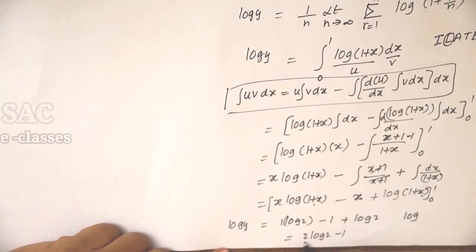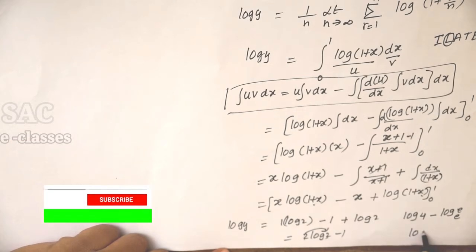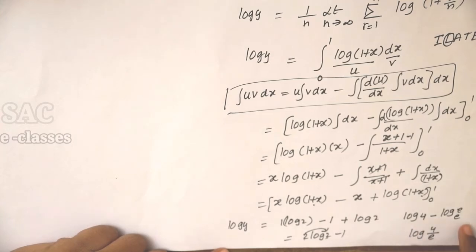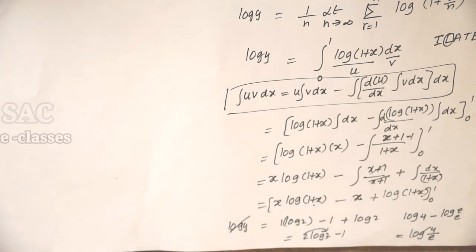Let's convert 2 log 2 minus 1. You can write 2 log 2 as log 2 square, because m log a can be written as log a power m. So 2 square means 4, minus 1 means you can write it as log e to the base e. So log of 4 by e, as we know that log a minus log b is log a by b. So I got log 4 by e. Already log y is there, but I want the y value. Log and log cancel. Answer is 4 by e. In this way we can solve this.